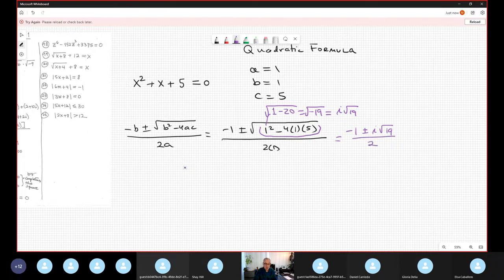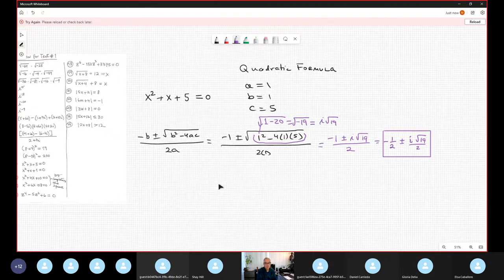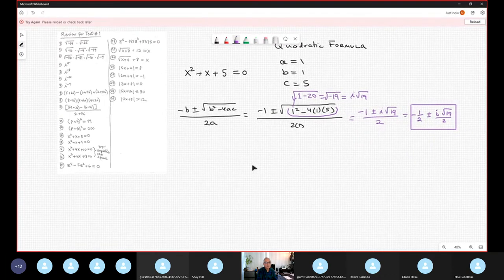Okay, the elegant way, when it's complex, you split the common denominator. When it's real, no, but when it's complex, yes, because you need to indicate, you separate the real part and the imaginary part. You put an i here, radical 19 over 2. This is my beautiful final answer. Cool. That was number 13.